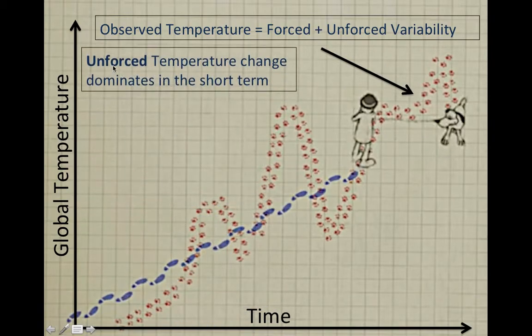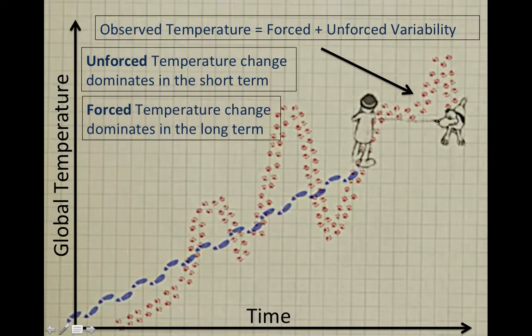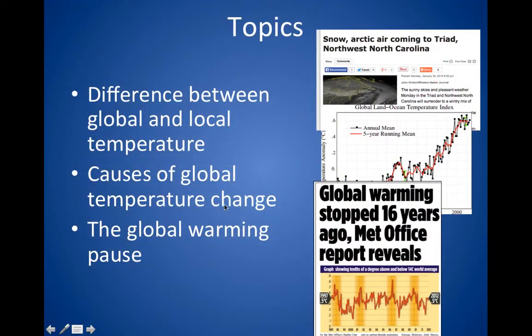So what that tells us is that unforced temperature change dominates the short term. Over any given time, you may see the temperature go down or up really abruptly, or then back down. Over the short run, it's kind of just random, and it's dominated by the movement of the dog. But if you zoom out and look at the whole picture, you'll see that forced temperature change really dominates the long term. As you go from the bottom left hand side to the upper right hand side, really the path of the man is what's dominating the temperature change. And that will be important when we look at the pause in global warming in the next video.